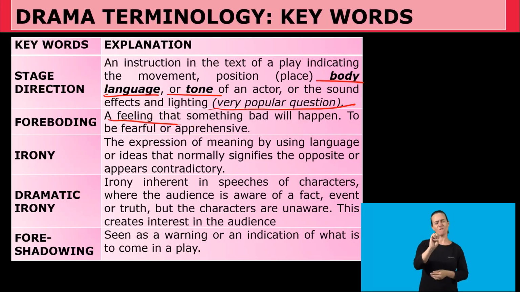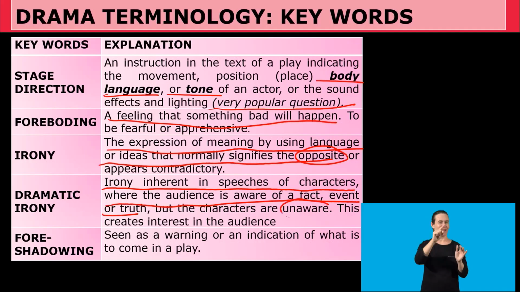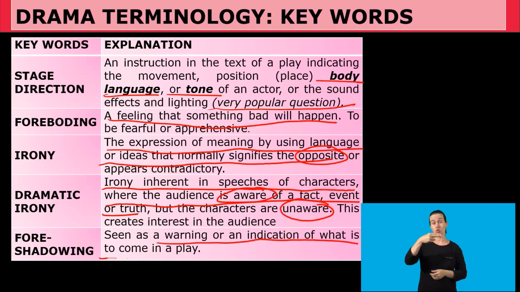Foreboding, a feeling that something bad will happen, to be fearful or apprehensive. Irony, the expression of meaning by using language or ideas that normally signifies the opposite or appears contradictory. Dramatic irony, irony inherent in speeches of characters where the audience is aware of a fact, event, or truth, but the characters are unaware. So the audience is aware and the characters are unaware. Foreshadowing, seen as a warning or an indication of what is to come in the play.